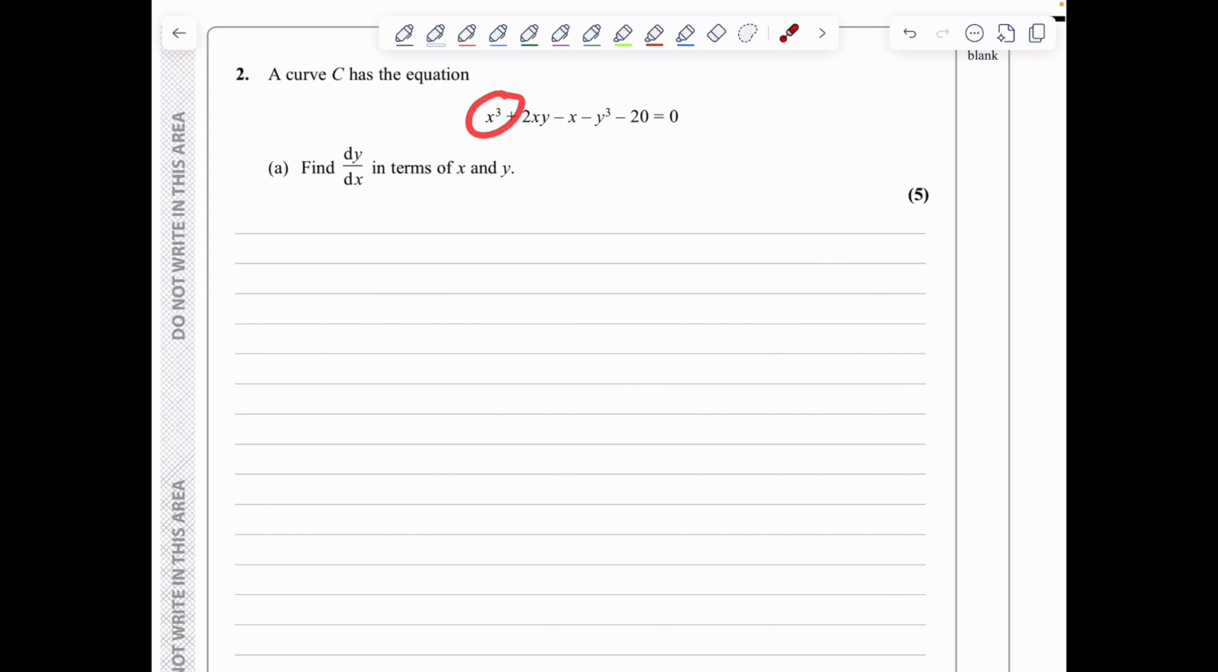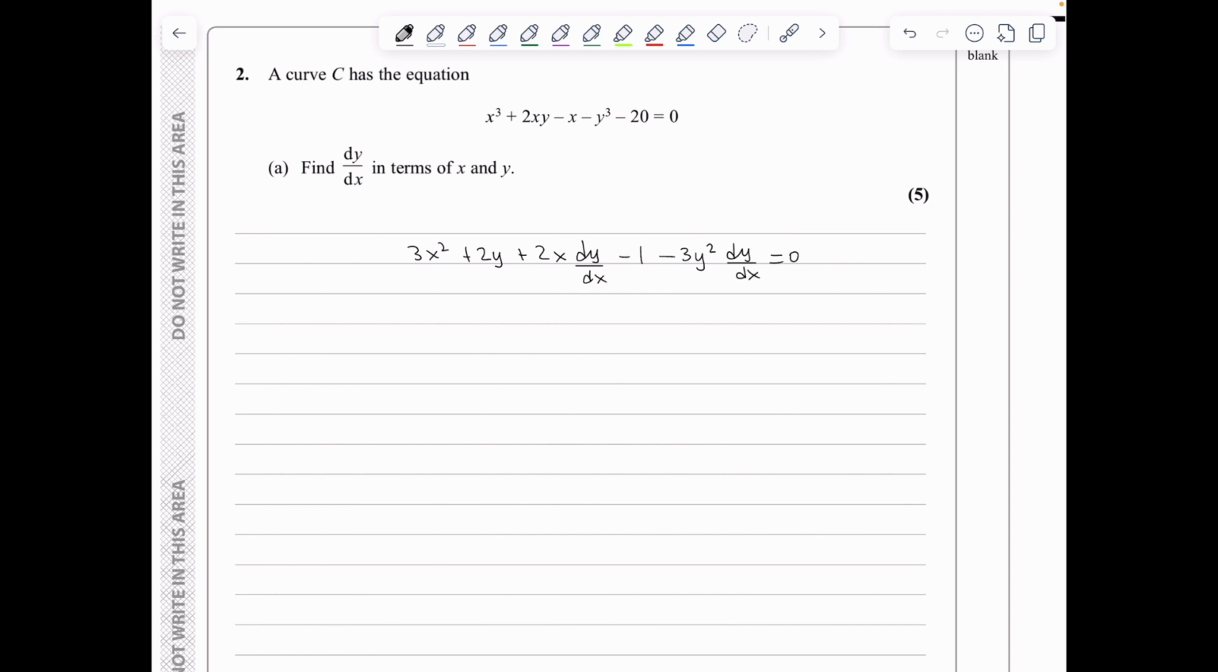So the derivative of x cubed is obviously 3x squared. And now for the derivative of 2xy, I will be applying the product rule of differentiation. The derivative of 2x is 2, and I keep the y, so plus 2y. And then I keep the 2x, and the derivative of y is simply dy/dx, minus 1, minus 3y squared dy/dx. And all of this is equal to 0.